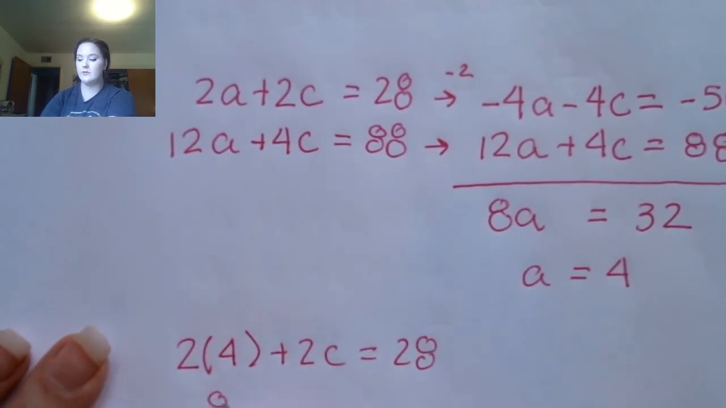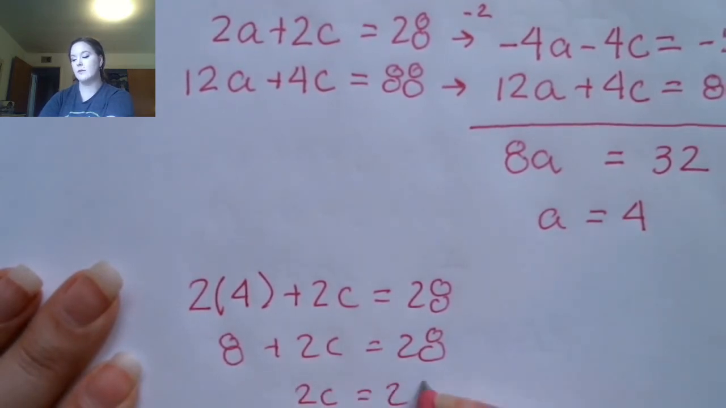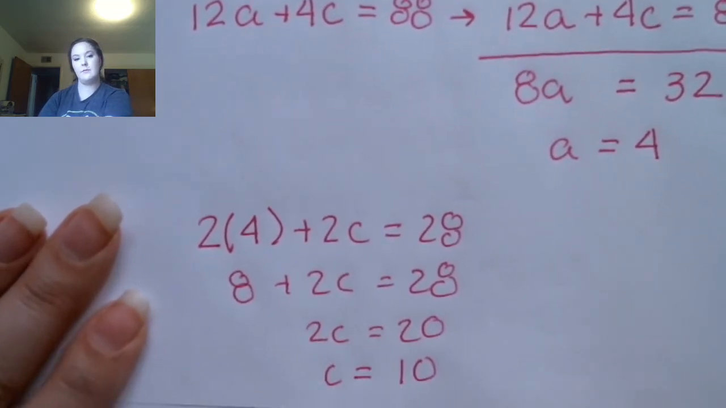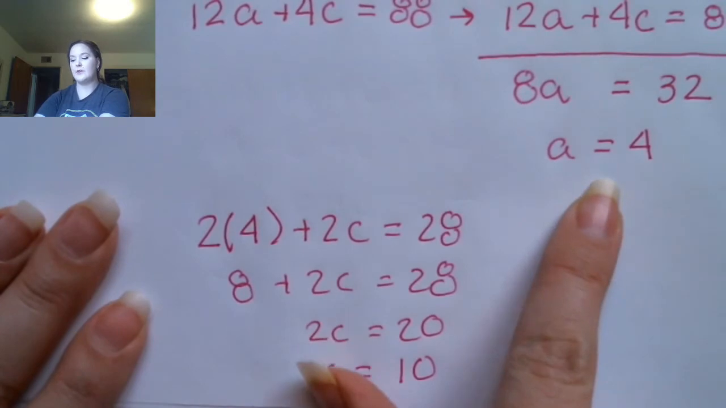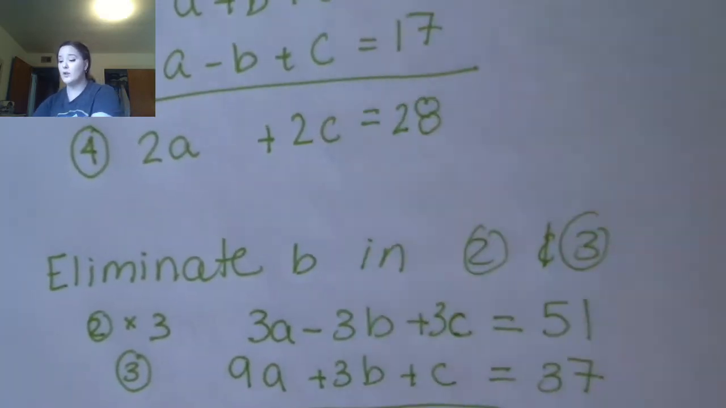Okay, so this gives me 8. Okay, subtract 8 from both sides. So c is 10. Okay, and now I have my value for a and c. I'm going to have to plug into one of my original equations to solve for b. Okay, so I'm going to look for b.